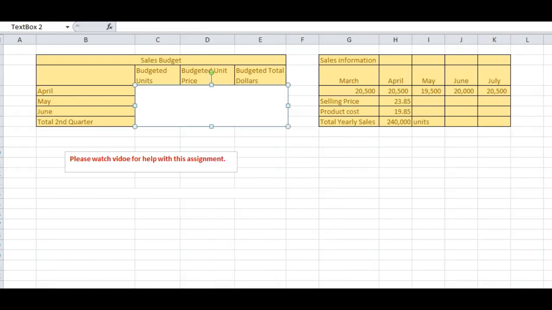So that's why we have this little sign here that says, please watch video for help with this assignment. It would be nice if it were spelled correctly, all right? Because I'm going to show you how to do all the small budgets and then allow you to take that information and create the financial reports.